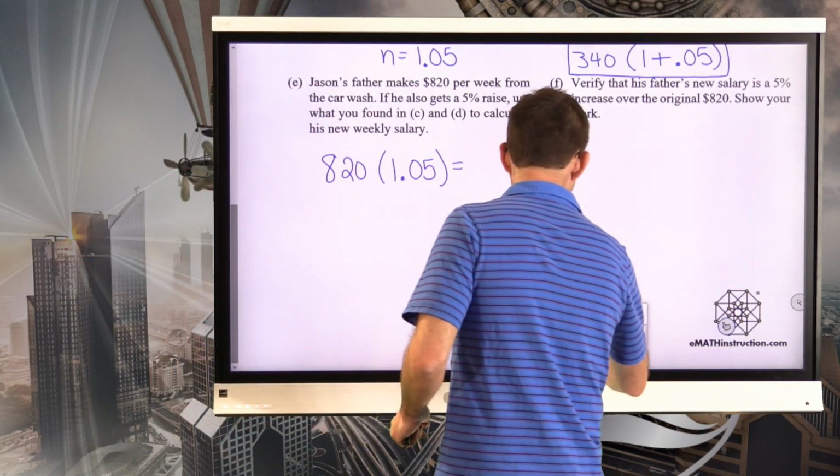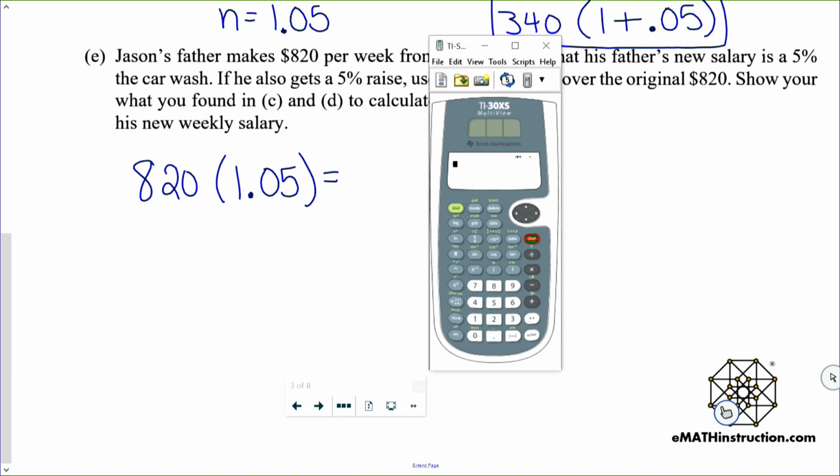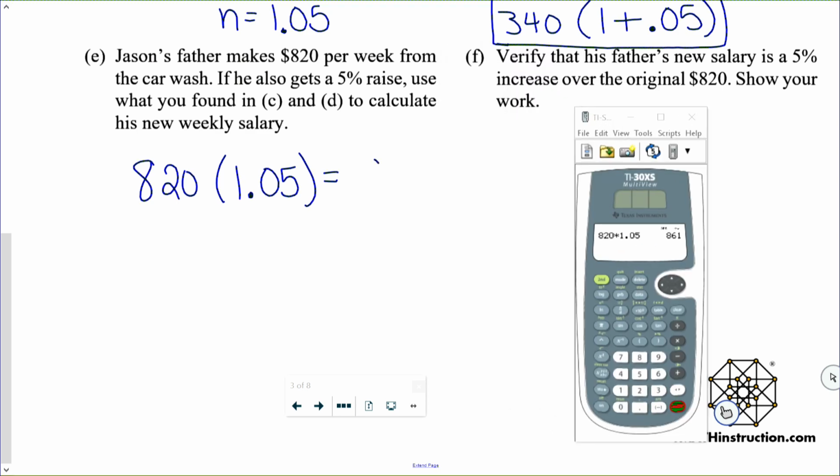So this is simple enough. Let's just take our calculator. We'll take 820, and we'll multiply it by 1.05, and we get $861.